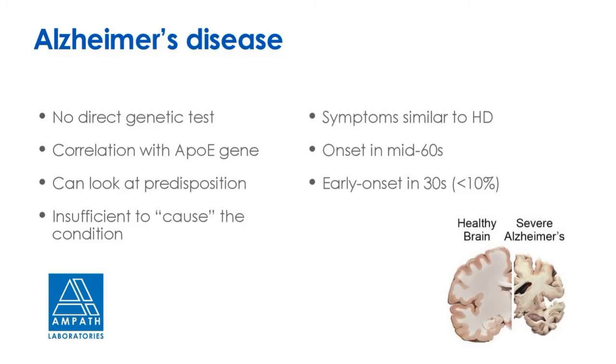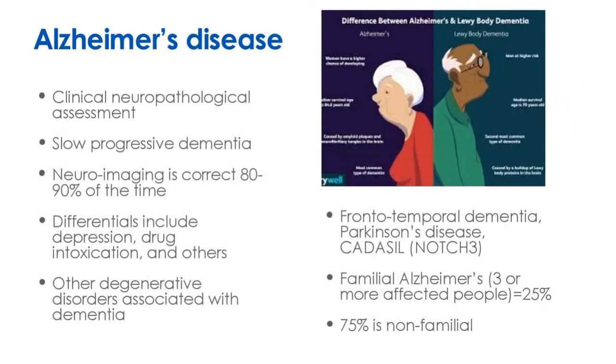So Alzheimer's onset is in the mid-50s. However, there can be an early onset of Alzheimer's, which may occur as early as the mid-30s, and less than 10% of patients with Alzheimer's are diagnosed with early onset Alzheimer's. Alzheimer's disease is generally assessed by a clinical neuropathological assessment, and it is characterized by slow progressive dementia.